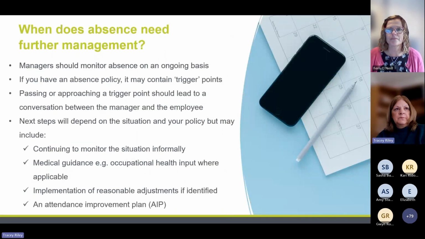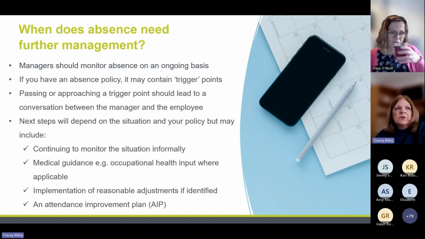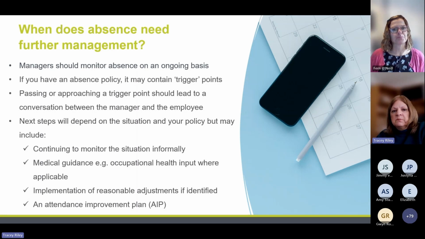Thank you, Fern. Okay, so we'll talk a little bit now about further management of absence. It's important that managers monitor absence on an ongoing basis. And if you have an absence policy, you may have something in there called trigger points. Where a person passes or approaches a trigger point, this should, as a minimum, lead to a conversation between the manager and the employee.